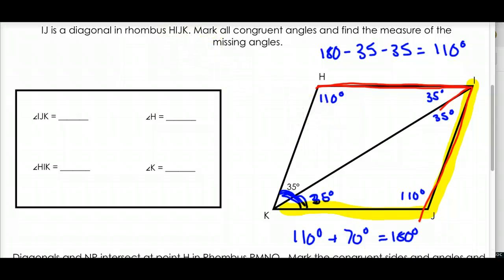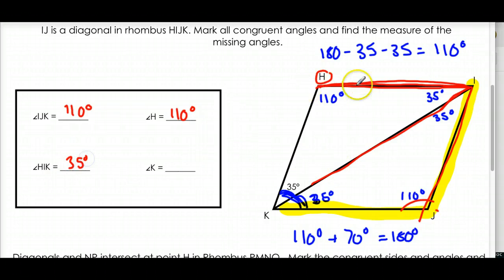Let's start with, I don't know, H. That looks like an easy one. So H, which is right here, we know that's 110 degrees. Next, angle IJK, which is over here, J is our vertex. IJK is 110 degrees. Then HIK, which is right here, is 35 degrees. That goes right down like this.